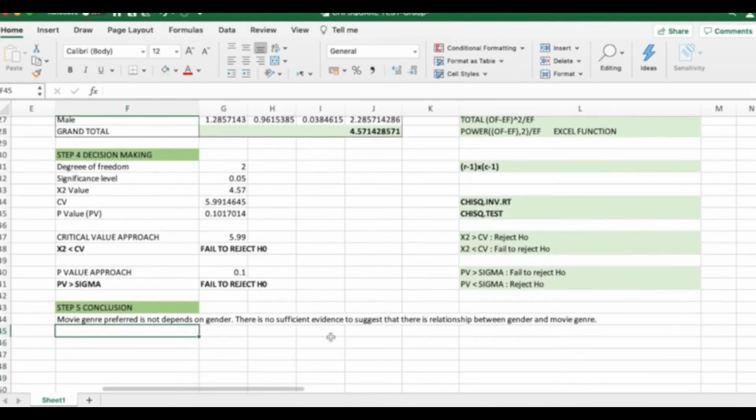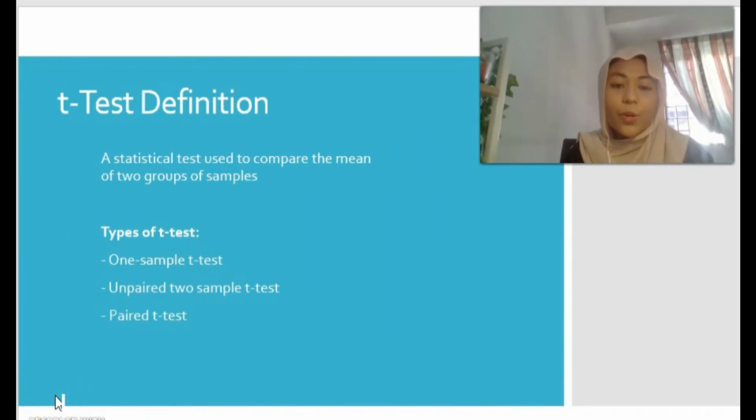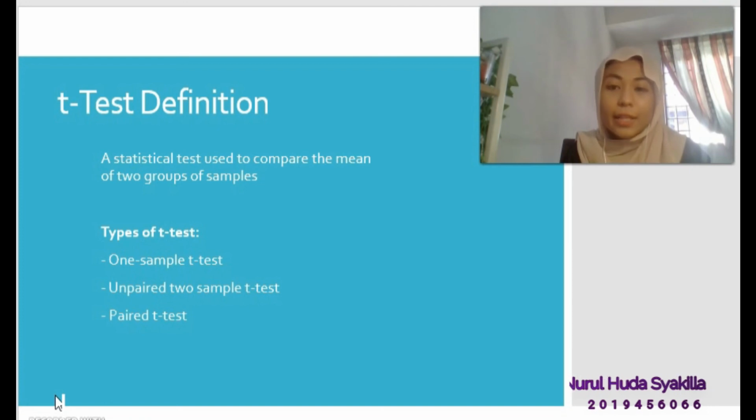Thank you very much. So, what is a t-test? The t-test definition is a statistical test which is widely used to compare the mean of two groups of samples. It is used to evaluate whether the means of the two sets of data are statistically significantly different from each other. Types of t-tests: we have one sample t-test, unpaired two sample t-test, and paired t-test.